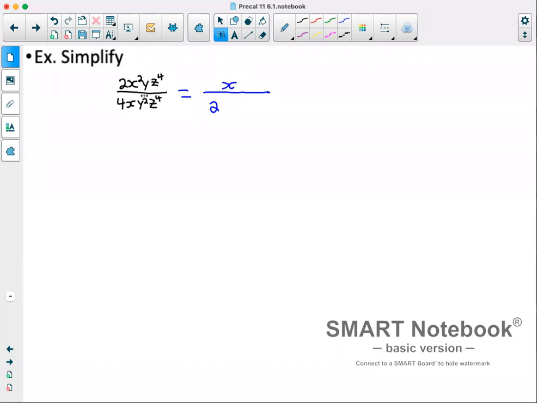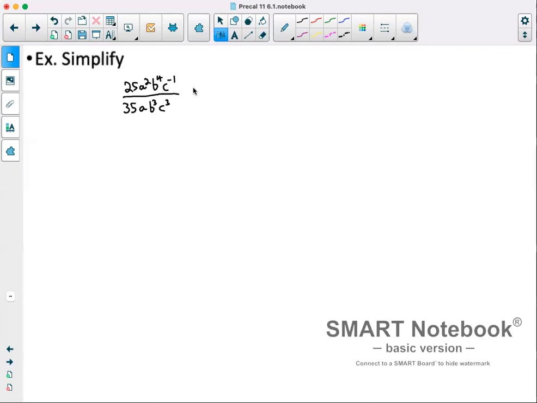Then we have y divided by y squared. So if you remember, with exponents, if we're dividing, that is the same as subtracting exponents. So if we have y, that's y to 1, so 1 minus 2 would be -1. And instead of having y to -1 up here, we just move y down here to make it positive. And then z to the 4 over z to the 4 are identical terms, so they cancel out. So we'd have x over 2y.